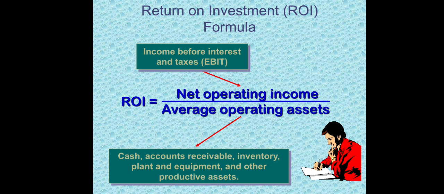ROI, or return on investment, equals net operating income divided by average operating asset. So what is net operating income? Net operating income is income or profit before interest and tax. Okay, so what is operating asset? Operating asset is cash, account receivable, inventory, plant and equipment, and other productive asset. Average operating asset means the beginning balance of the operating asset plus the ending balance of the operating asset, divided by 2. That is what we call average.